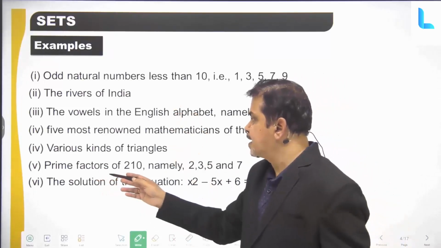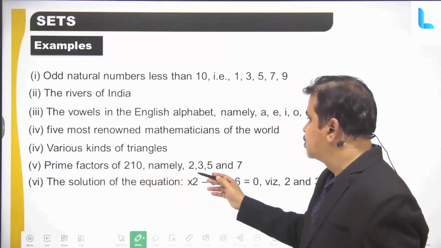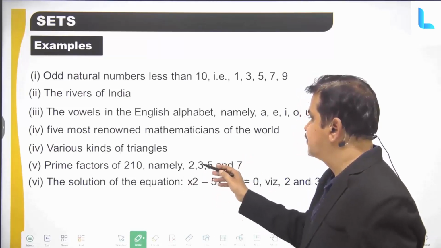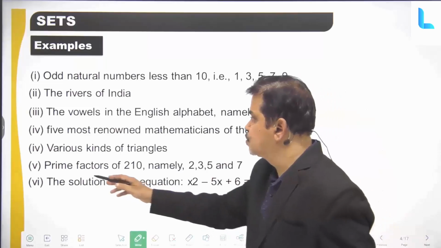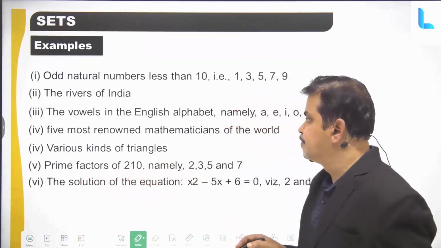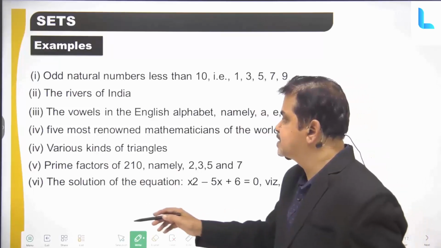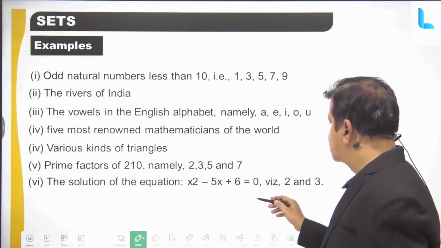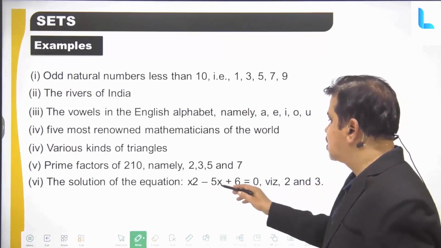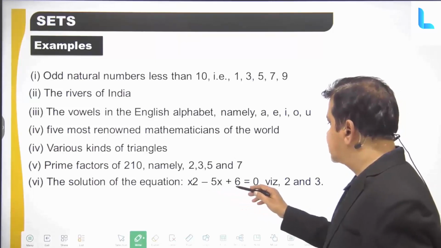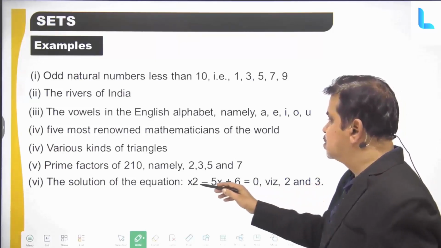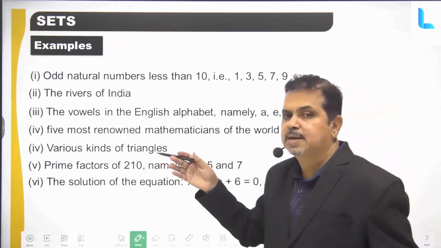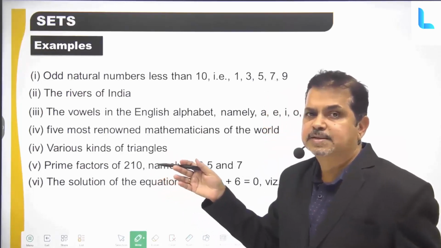And similarly, the prime factors of 210, namely 2, 3, 5 and 7, will form a set belonging to the prime factors of 210. And the other example, the solution of the equation x square minus 5x plus 6, namely 2 and 3. When we try to solve this equation for x, x can take the value 2 and 3. So the solution of this equation can become a set. Like this we can go on giving examples to define a set.